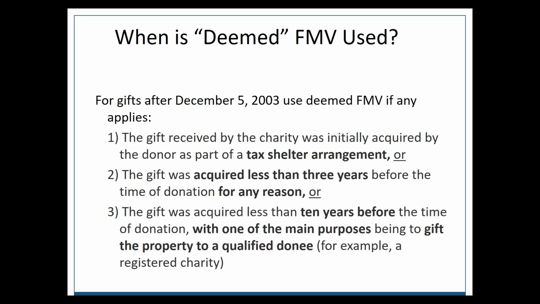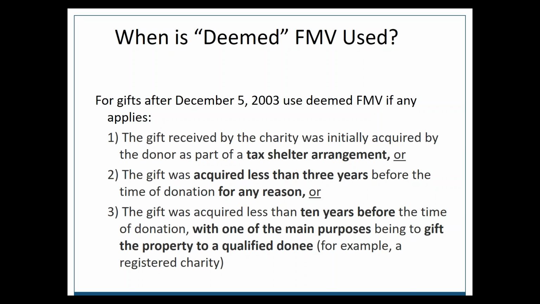We'll talk a little bit about when this deemed fair market value comes in, and it was brought in to deal with some of these simple arts donation flip schemes where someone buys in the morning a print that costs $10, but in the afternoon when they donate it to the charity, ostensibly it's worth $100. So they're trying to capture that. If the gift is part of a tax shelter arrangement, then the deemed fair market value rules apply.